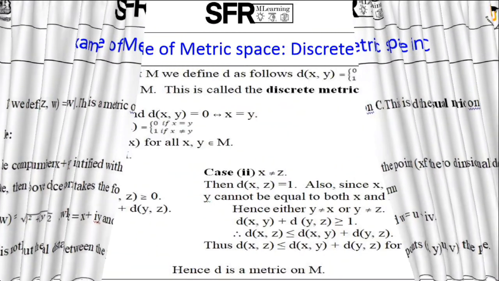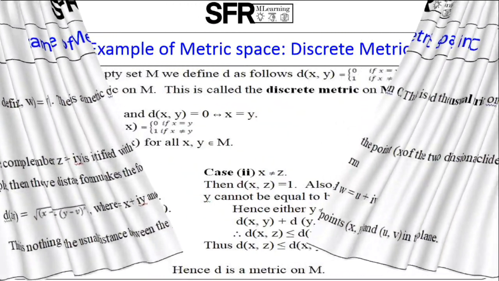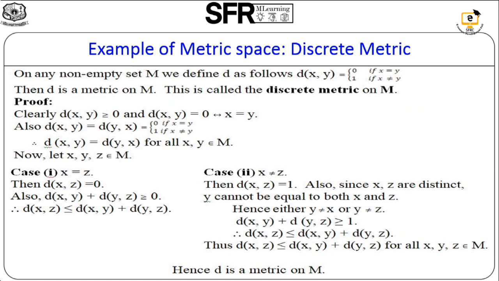Next we are going to see the example of metric space in discrete metric. Already we mentioned the examples of metric space in real numbers, Euclidean space, discrete metric, and then infinite sequences. In discrete metric we are going to see now. On any non-empty set M, we define d(x,y) = 0 if x = y, 1 if x is not equal to y. If we prove that d is a metric on M, this is called the discrete metric on M.